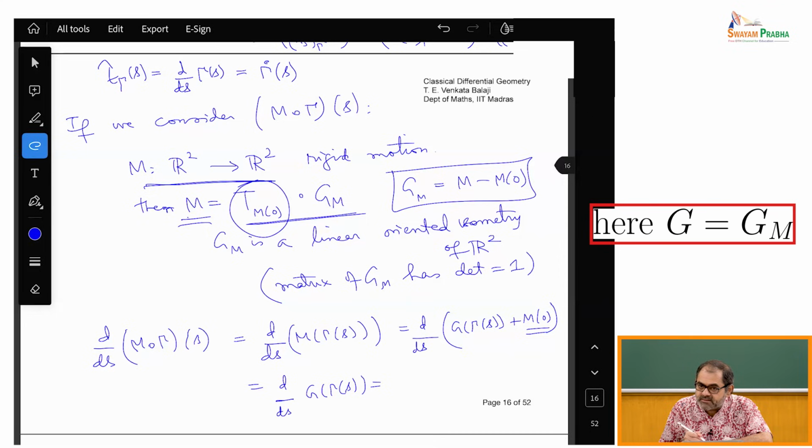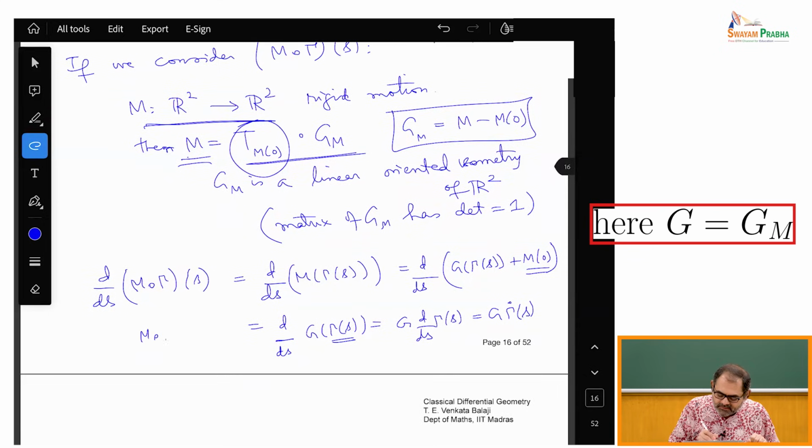G is represented by a matrix. If you think of gamma of s as represented by a column vector, then G is represented by a constant matrix, and since G is a constant matrix, G will come out. Okay, if you think of it as a 2 by 2 matrix acting on a 2 by 1 column vector, so this will be G into d by ds of gamma of s, and that is G gamma dot of s. Okay, so what you get is that m circle gamma whole dot of s is G of gamma dot of s.